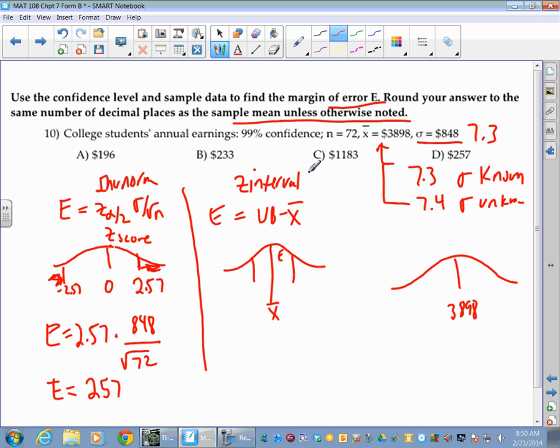Over here for Z interval, what numbers did you type in? I can read that board. 848. X bar is 3898. Then your N is 72. And your confidence is 0.99. Okay? Now what numbers did you get for the interval on that one?